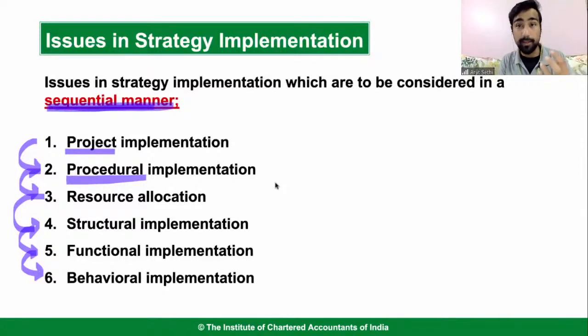Then procedural implementation. You build up procedures. How do you want to implement that, right? Process क्या है? A procedure, then B करेंगे, B से C होगा, C से D होगा, right? Procedural implementation. Then you go on to find out resource allocation, right?